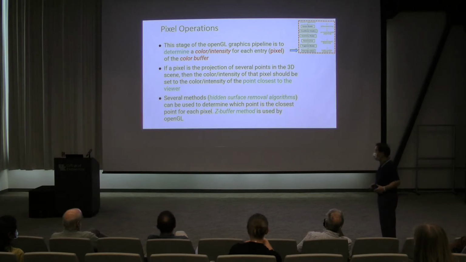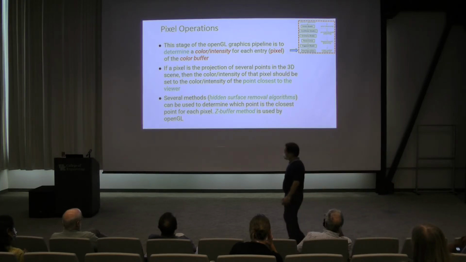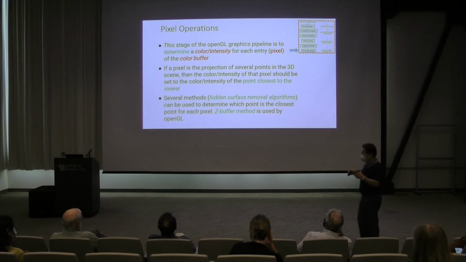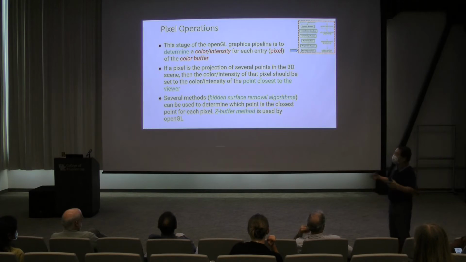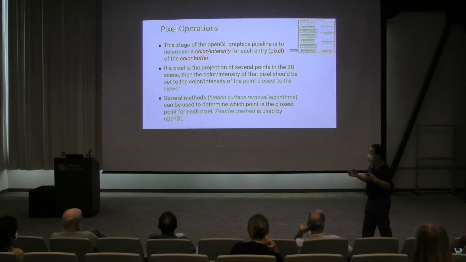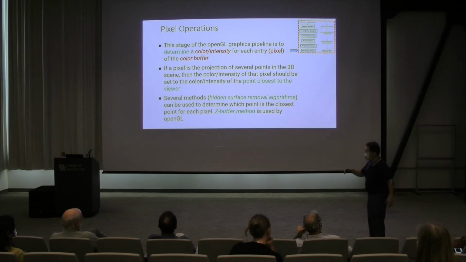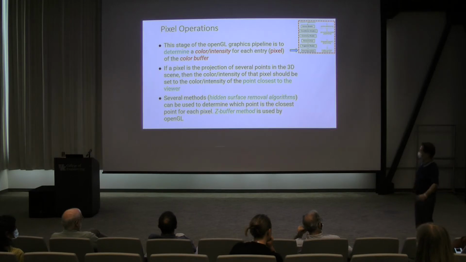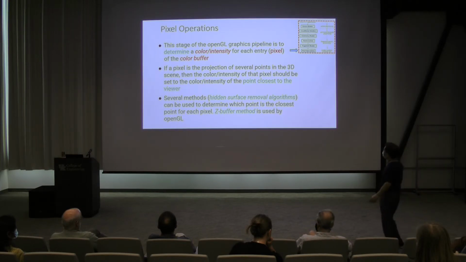Then there is the pixel operation stage. This stage is not programmable either. Basically it determines for each pixel, now each pixel could be the projection of 2 points on the given object or several points in your 3D scene. So you have to determine which point's intensity or color should be used to paint that particular pixel. This is the main job of the pixel operation stage. You don't have control of this part.